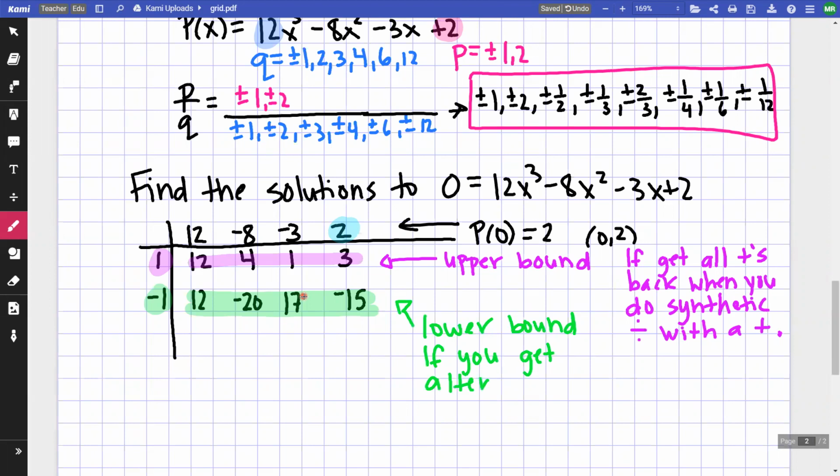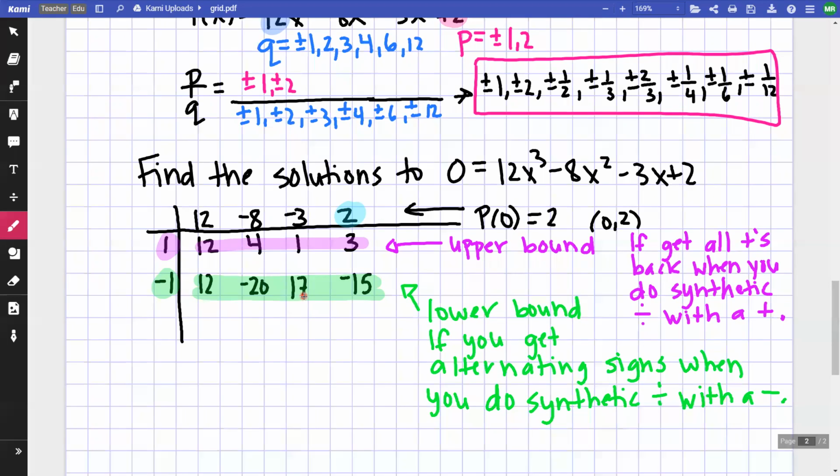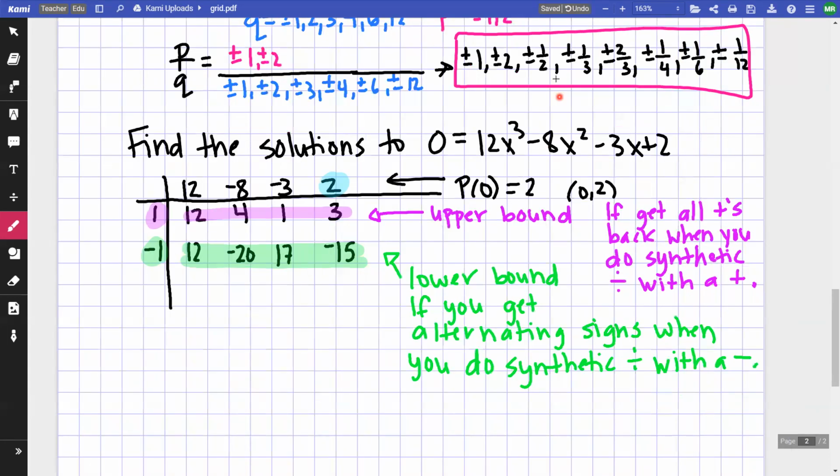Alternating signs when you divide, well, I should say you do synthetic division with a negative number. So this is going to be a lower bound. What that means is I'm not going to try that -2. It's not going to work.